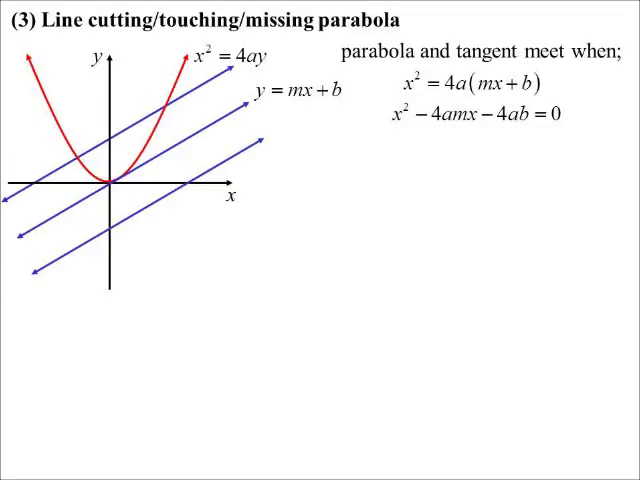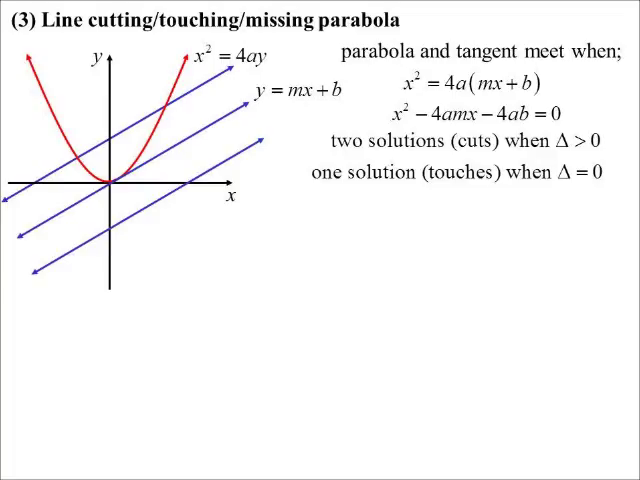So I'm not actually interested in the solution. I'm more interested in how many solutions there are. And that's where the discriminant's really good. I know there'll be two solutions, in other words, the line cuts the parabola. I know there'll be two solutions when the discriminant is greater than 0, because there'll be two solutions to the quadratic equation.